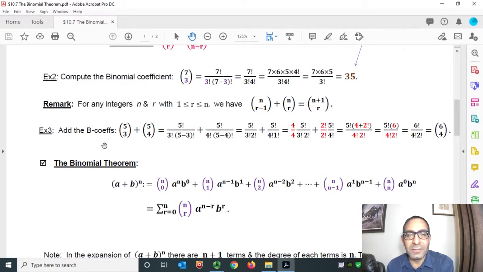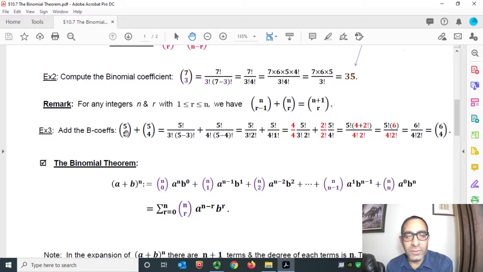Let's add the binomial coefficients 5 choose 3 plus 5 choose 4. Then by this quick remark, here n is 5, r is 4. So the sum of these binomial coefficients turns out to be n plus 1 choose r. That means 5 plus 1, which is 6. So the answer is 6 choose 4. So now let's verify this result. Now let's begin the solution of example 3.